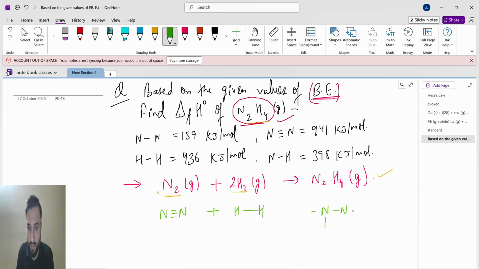N2H4. Okay, now we will write this down. First, what we have to do, guys? First, we have to write down the process.